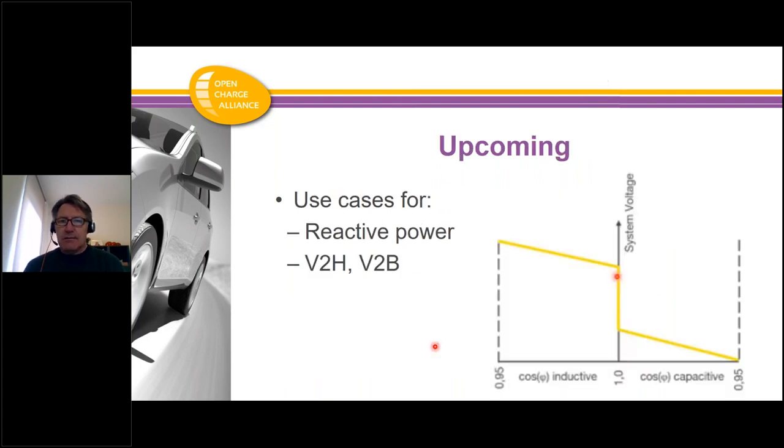We're not completely done yet with the task group, because we are still investigating new use cases, for example injecting reactive power, probably with something like a quality voltage graph. We're also investigating whether we need additional functionality for vehicle to home or vehicle to building, as far as it's not managed by local load balancing. With local load balancing, if you set the thresholds to zero, you can also do a strict vehicle to home scenario.